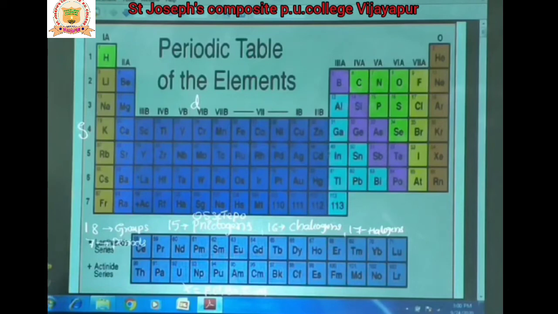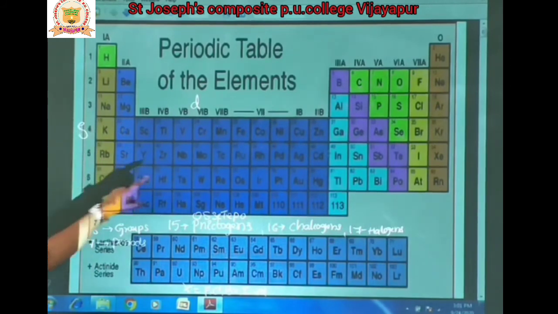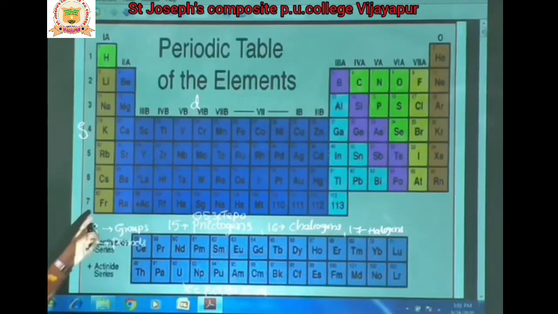One more disadvantage is there. What is that? The position of hydrogen is uncertain. Why is the position of hydrogen uncertain? Because whether it is placed in alkali metals or in the halogen family elements. Because it shows the properties of both alkali metals and the halogens. So the position of hydrogen becomes uncertain. This is one of the drawbacks or disadvantages of the present form of the periodic table.